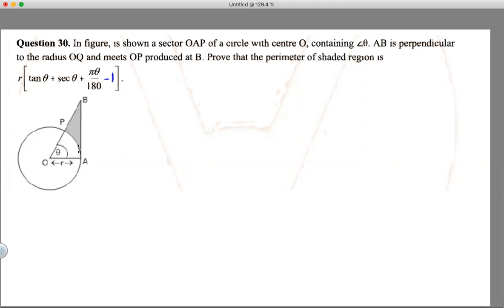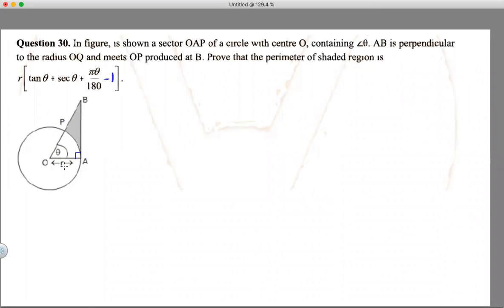Okay, yeah. In the figure is shown a sector OAP of a circle with center O containing angle theta. AB is perpendicular to the radius OQ. Okay, so this angle is perpendicular and meets OP produced at B. Prove that the perimeter of the shaded region is this. So we have to find the perimeter of the shaded region.